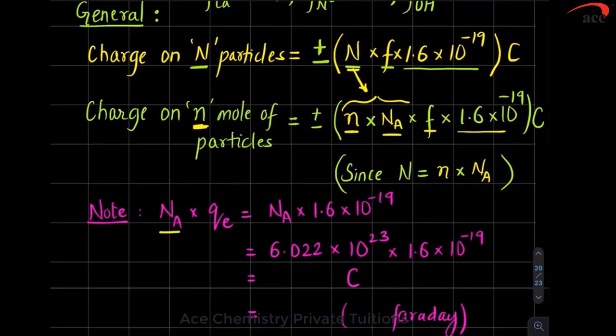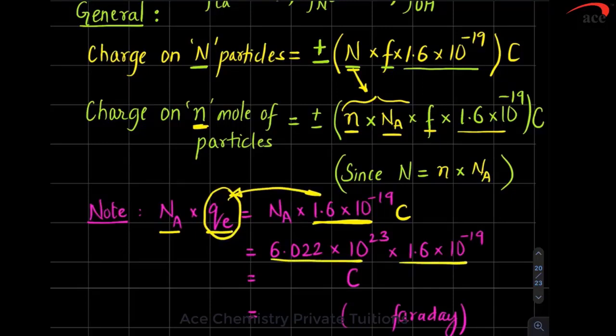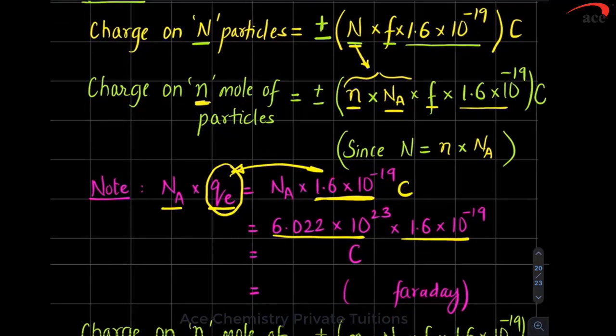Now, if you remember, Avogadro number multiplied by the charge of 1 electron. The charge of 1 electron or a proton is 1.6 into 10 to the power minus 19 coulomb. This is the charge present on 1 electron or a proton. If you multiply by Avogadro number, do you remember anything? Avogadro number multiplied by the charge of 1 electron is nothing but 96,500 coulomb, which is 1 Faraday.